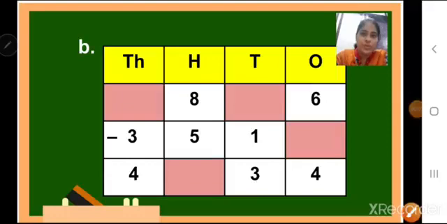Children, now note down B question. First you draw the table and you write all the numbers in their proper place. Ready everyone? Take your sketch pen so that we can write the numbers.